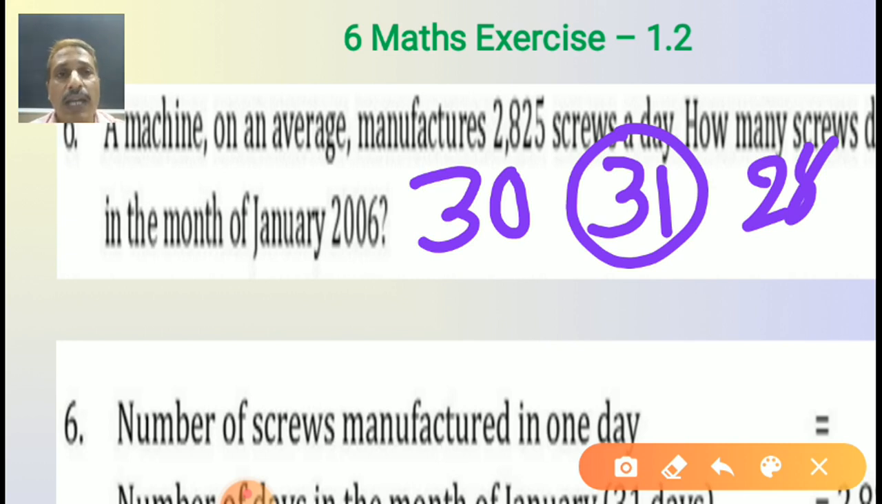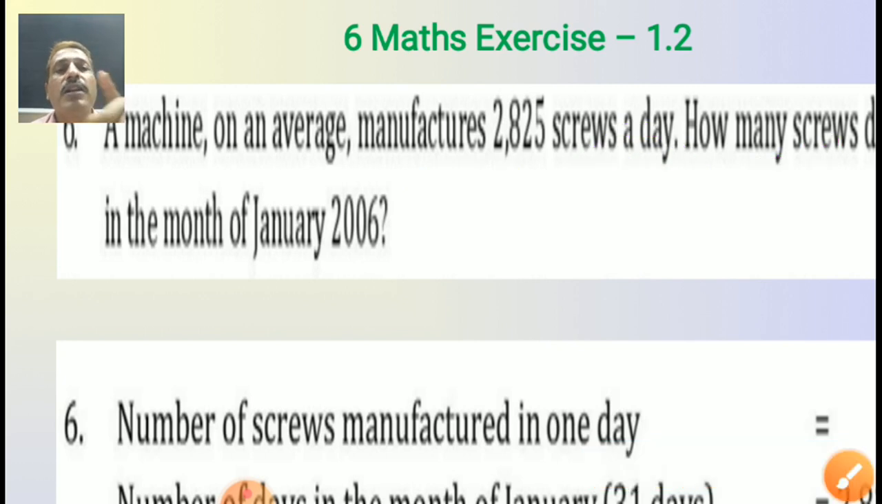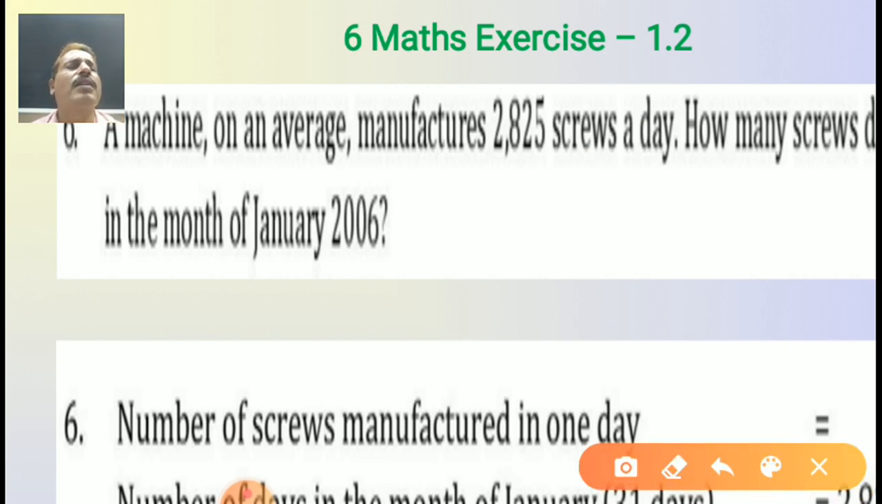So one day, this much is produced. So in 31 days, how many screws are produced by the company? Manufactured by a company or a machine? We can say it's a multiplication. Simple, very simple. There are 2 ways to multiply a number. I want to put it here.